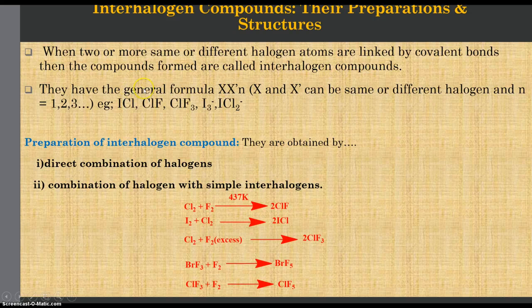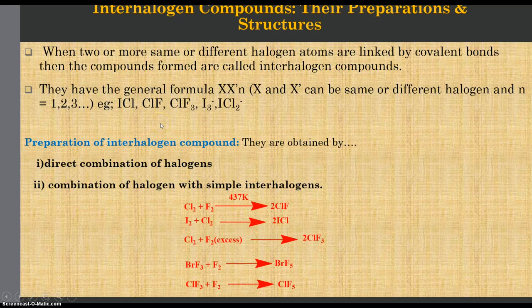Okay, they have the general molecular formula XX'n, where X and X' are the halogen atoms. X and X' can be the same, they can be different, and this n can be small whole numbers like 1, 2, 3. Some examples of interhalogen compounds are ICl, iodine monochloride, ClF, chlorine monofluoride, ClF3, chlorine trifluoride, I3 minus, and ICl2 minus. These are all interhalogen compounds. All are made by the combination of halogen atoms: iodine, chlorine, fluorine combining to form these compounds.